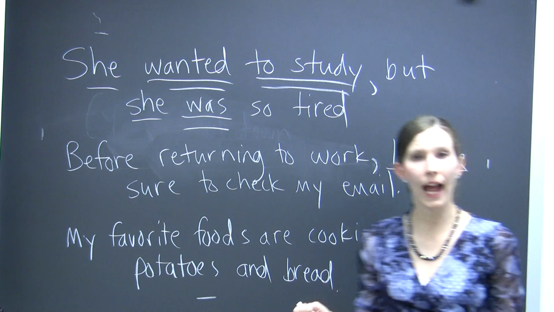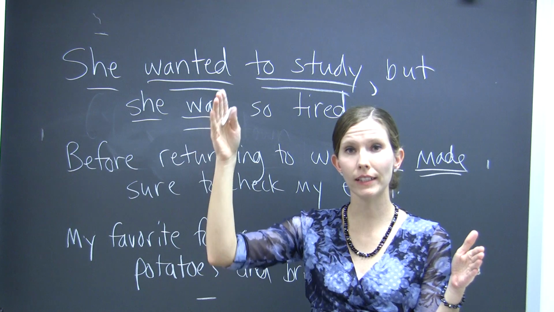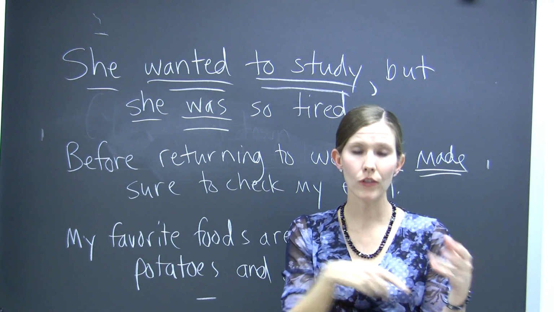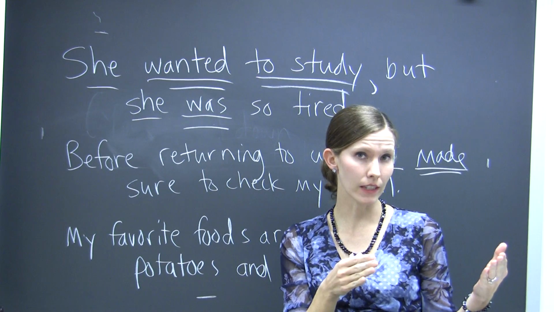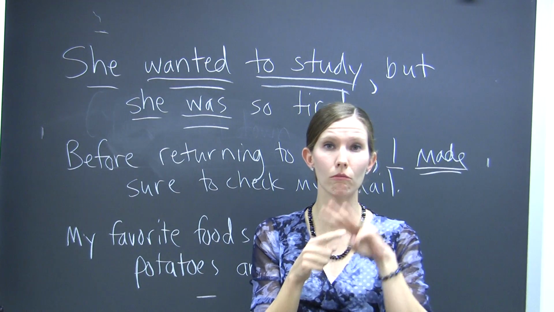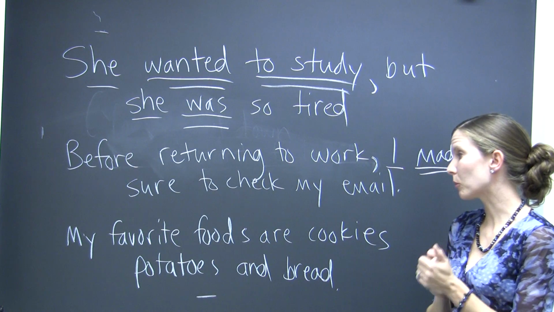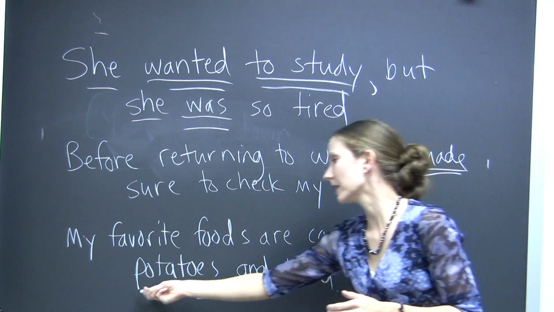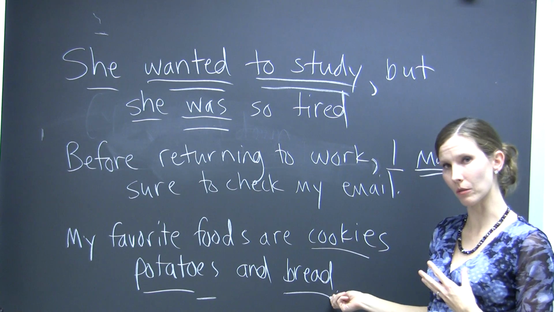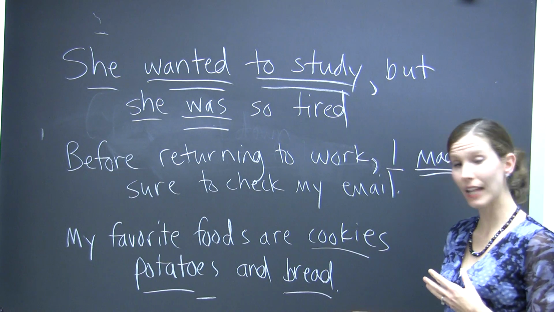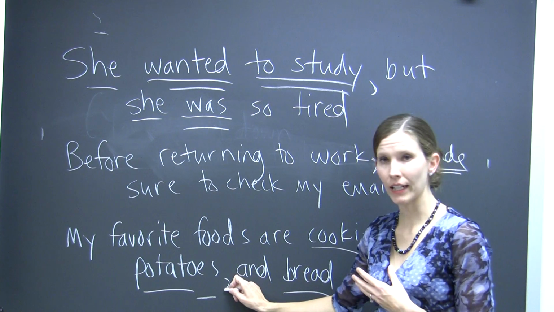The third rule has to do with items in a series or a list. If you are listing 3 or more words or 3 or more phrases in a row, you separate the items in that list with commas. Again, the rule is 3 or more. So for example, my favorite foods are cookies, potatoes, and bread. I'm talking about 3 different things. Because I have a list of 3 or more items, I separate the items in that list with commas. So I would put a comma after the first item and after the second item.